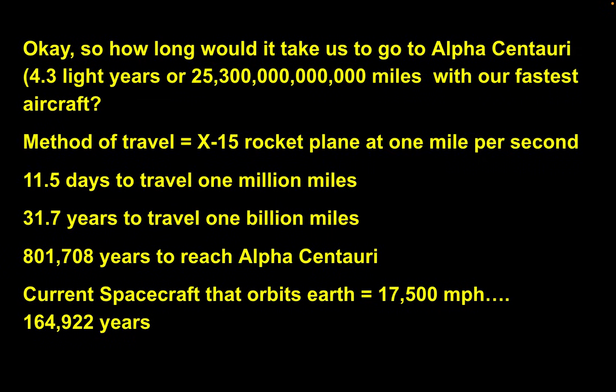Now, spacecrafts that orbit Earth travel faster, roughly 17,500 miles per hour. That number does fluctuate. Apollo 10 achieved higher speeds, but that's because it was falling through Earth's atmosphere, and so it gained acceleration. So it's not traveling through space, but 164,922 years. So yeah, things outside the solar system, there's just a lot of space in space.